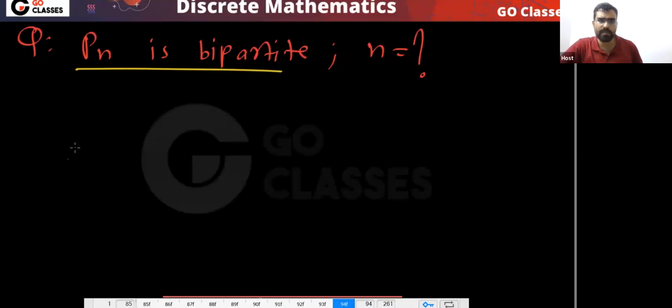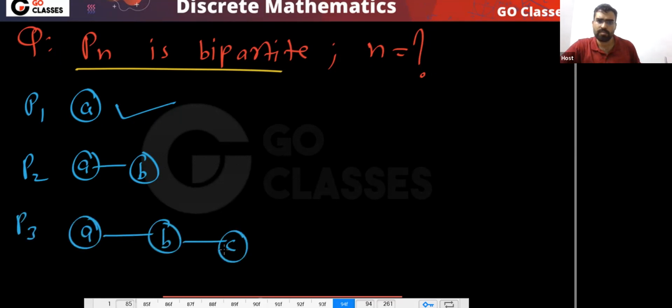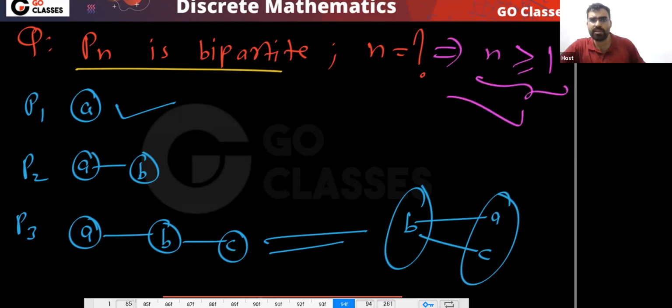This Pn, is this bipartite? Like P1, you can notice P1 is bipartite. P2 is automatically bipartite. P3 is also bipartite because you can put B here, and A, C here. Actually, the answer will be for all values of n. Whatever value of n you take, Pn is always bipartite.